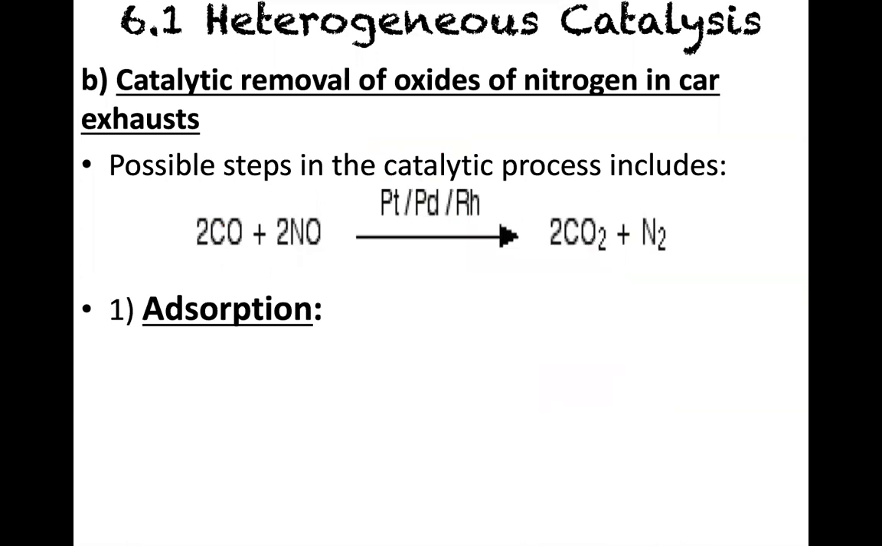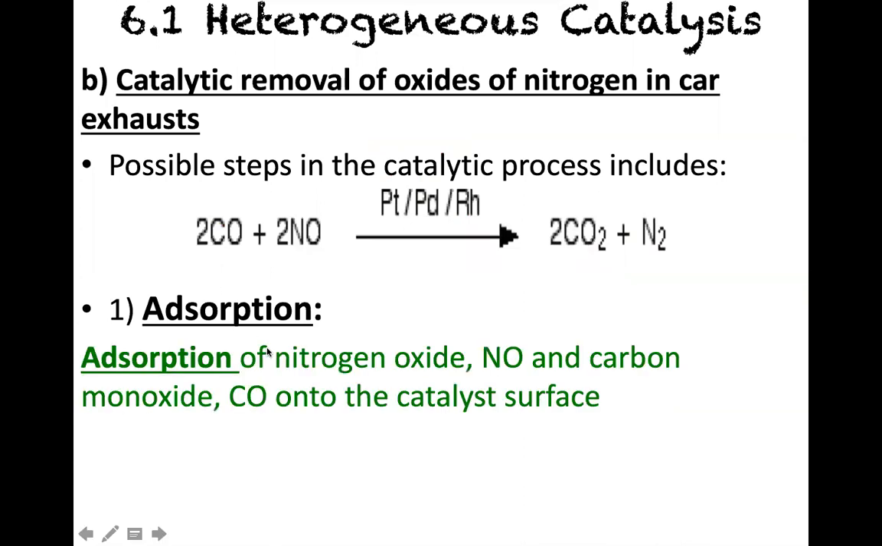Okay, the steps. The first one, well, if you remember previously, it would be the diffusion, okay? Your carbon monoxide and nitrogen monoxide will diffuse onto the surface of the catalyst, whether it's palladium, platinum, or rhodium, okay? And then it adsorbs onto it, okay? Adsorption of nitrogen oxide NO and carbon monoxide CO onto the catalyst surface.